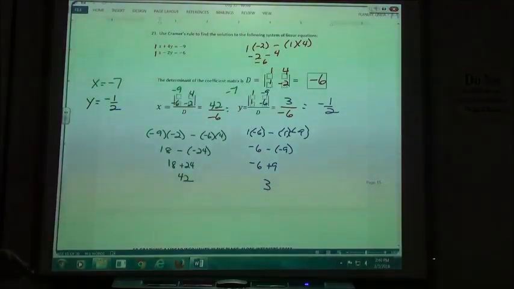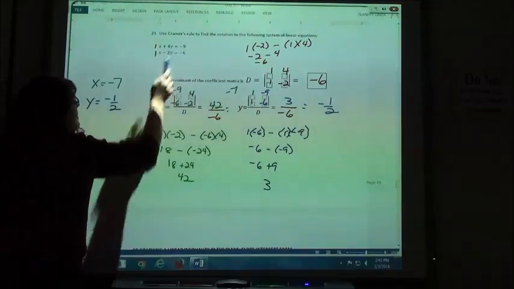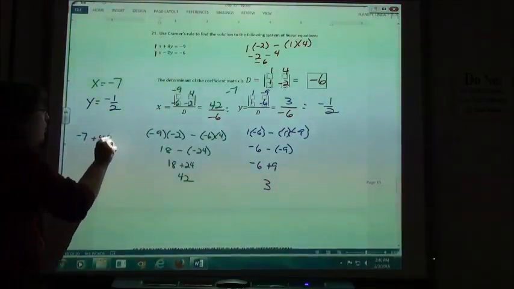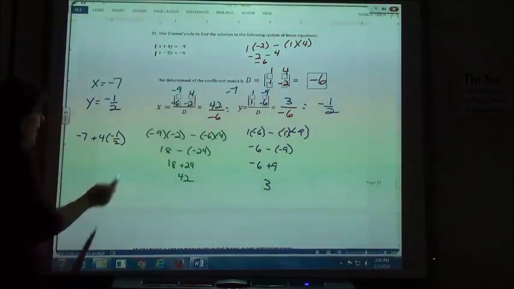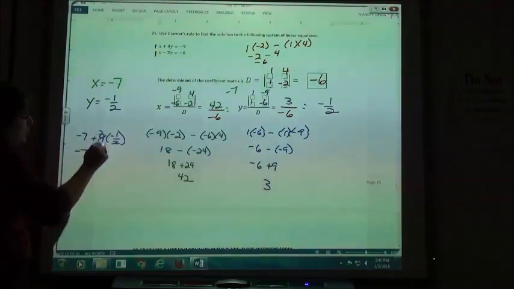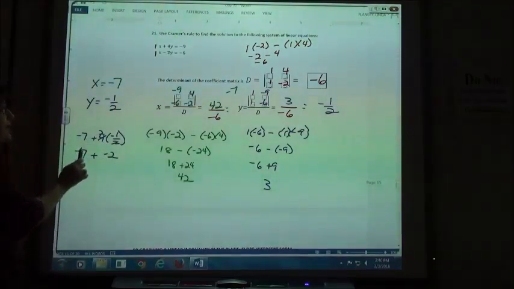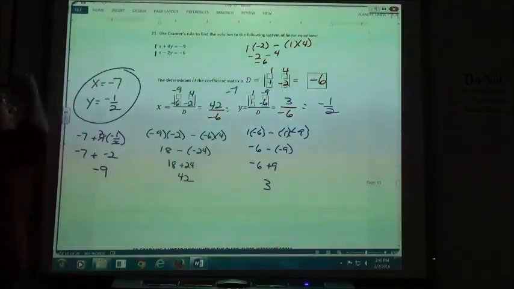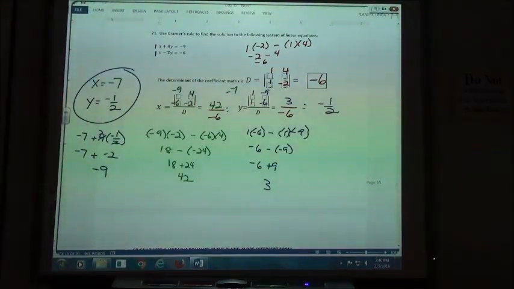Just for fun, we'll check this one. So I'm going to check it in my top equation. X is negative 7 plus 4 times y is negative 1/2. So negative 7 plus, here 2 goes in there 2 times a negative 2. Negative 7 plus negative 2, sure enough, is negative 9. My answers check out. And so negative 7 and negative 1/2 are my solutions.